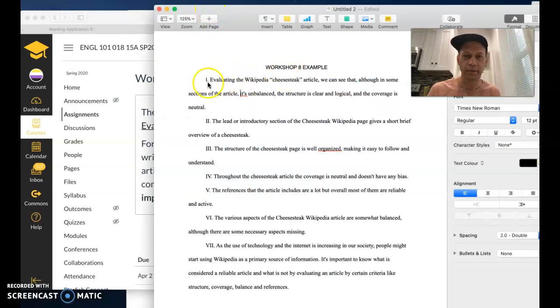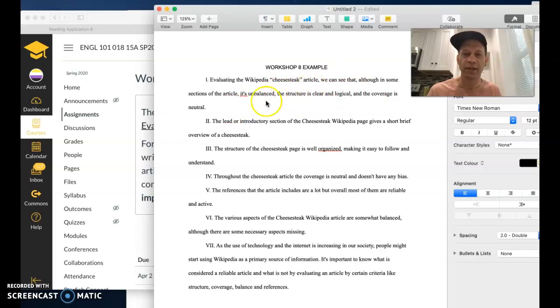Workshop 8 example. Evaluating, here's the thesis right here, because this would be paragraph 1, the most important sentence is the thesis. The thesis goes at the end of that paragraph, right? But you're going to have the thesis here for workshop 8. A thesis that I drew from a student paper is evaluating the Wikipedia cheesesteak article. We can see that although in some sections of the article it's unbalanced, notice that's a negative, that's awesome. The structure is clear and logical, and the coverage is neutral.